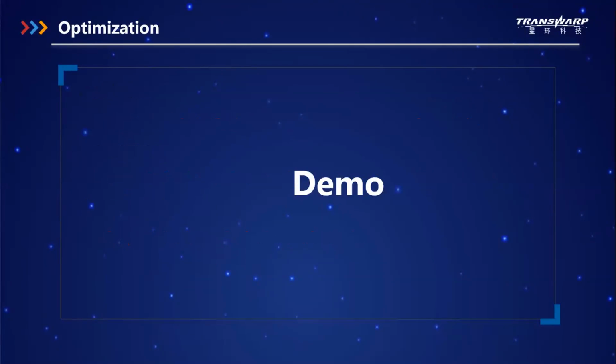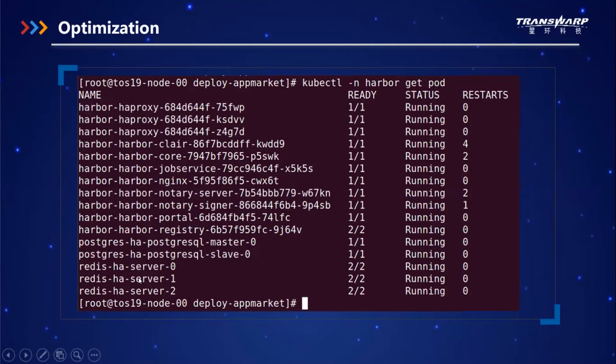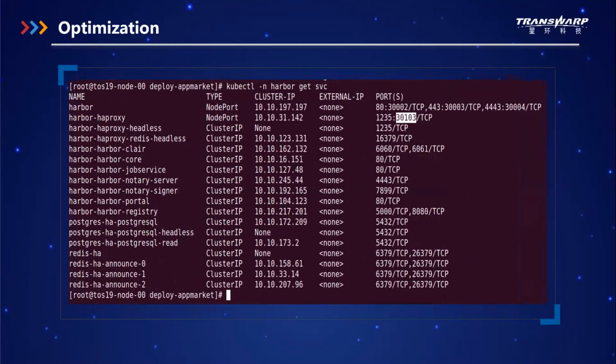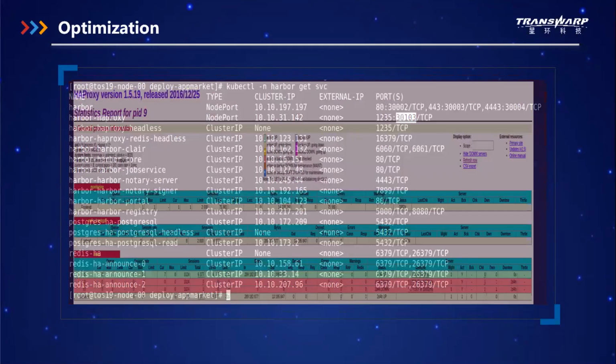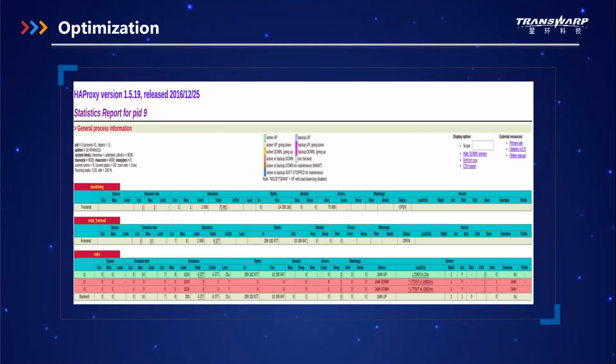Lastly, we see a demo. In the first picture we can see Redis HA. Redis has 3 pods. Postgres HA has 2 pods. Then the Harbor HA proxy has 3 pods. These are the Redis HA cluster, the Postgres cluster, and the HA proxy cluster. You can see the HA proxy service.